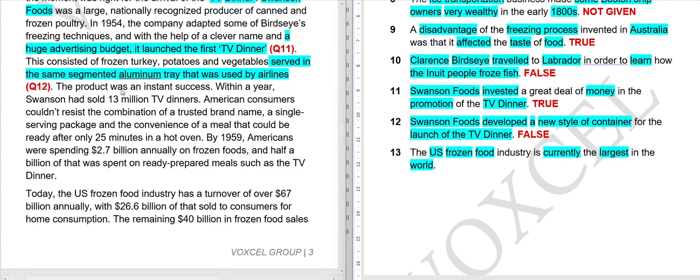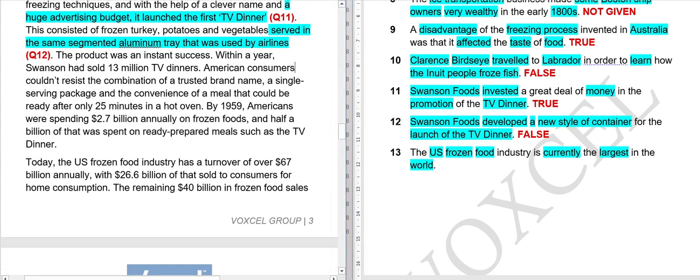The product was an instant success. Within a year, Swanson had sold again past. American consumers couldn't resist the combination of a trusted brand name, a single serving package, and the convenience of a meal that could be ready after 25 minutes in the oven. 59 again passed. $2.5 billion in frozen food and half a billion that was spent on ready research. Okay. Today, here's something about the present.